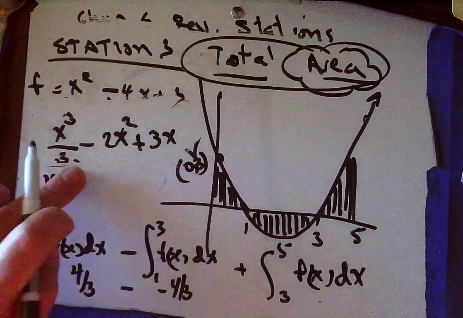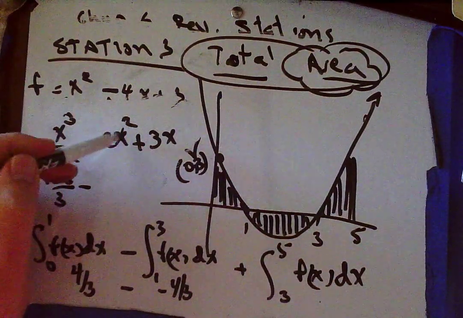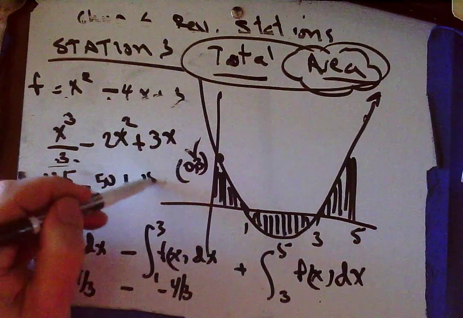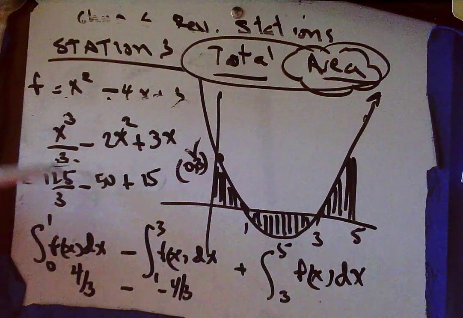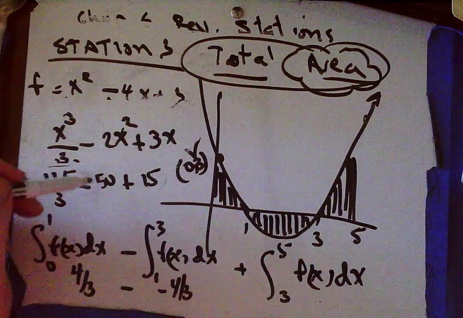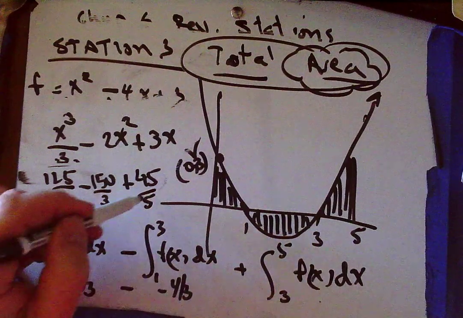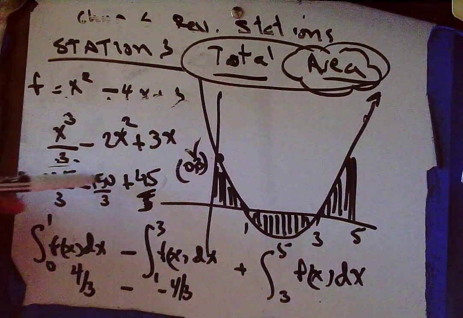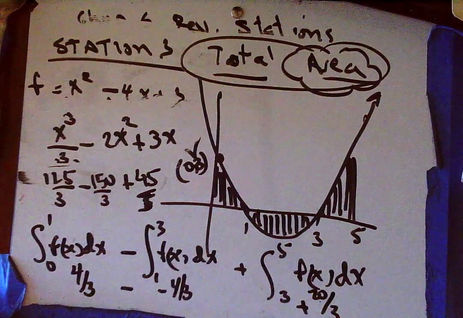5 to the third is 125 over 3. 25 times 2 is 50. And 3 times 5 is 15. Okay, and rather than try and turn this into a mixed number, I'm just going to make everything here with a common denominator. So this is going to be 150 over 3, and this is going to be 45 over 3. So we've got 170 minus 150 is 20 over 3.